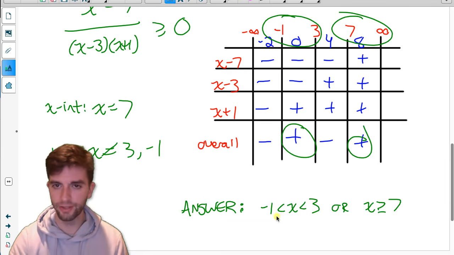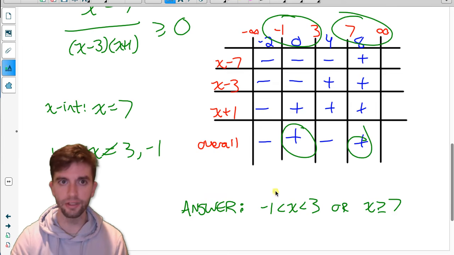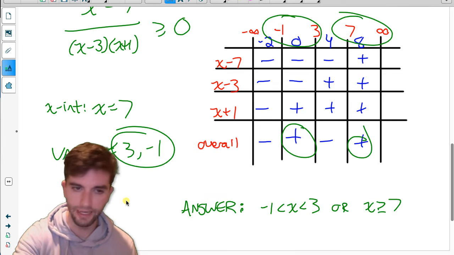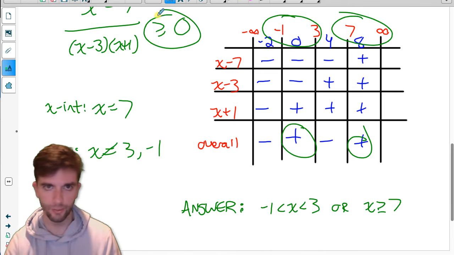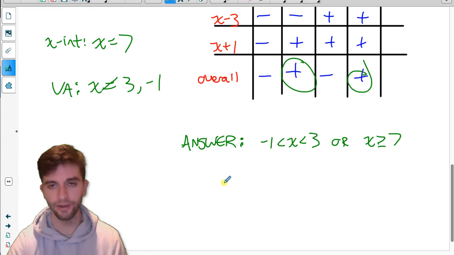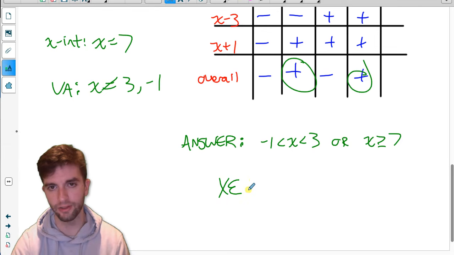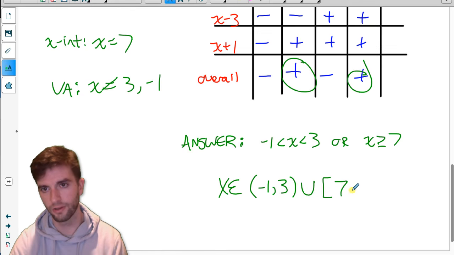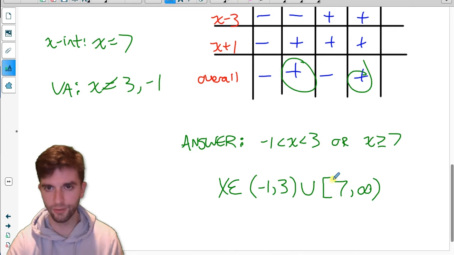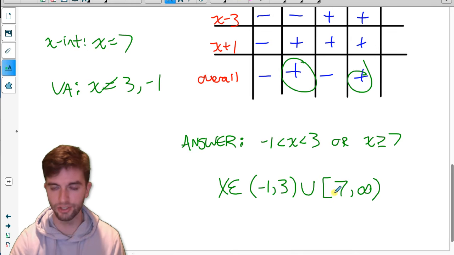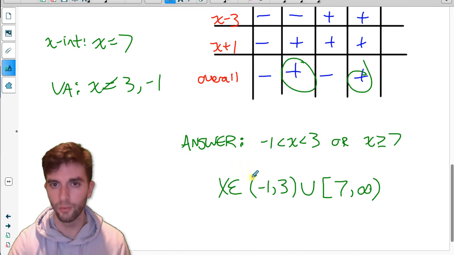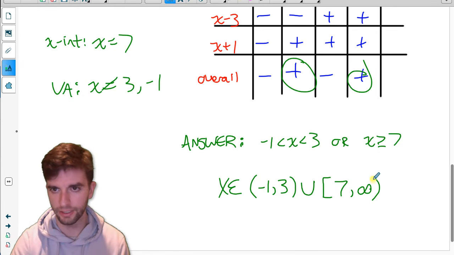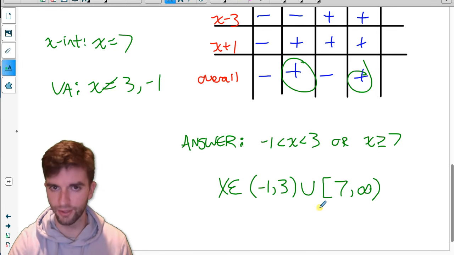No equal sign under these two, because at -1 and 3, the function is undefined. So that's of course not an answer to when it's greater than or equal to 0. So how could I write it in bracket notation? I would say x is an element of -1 to 3 or 7 to infinity. And I was very careful to put a square bracket at 7 to make sure that shows that it's included in the answer. Round brackets at -1, 3, and infinity, because those are not included in the answer.